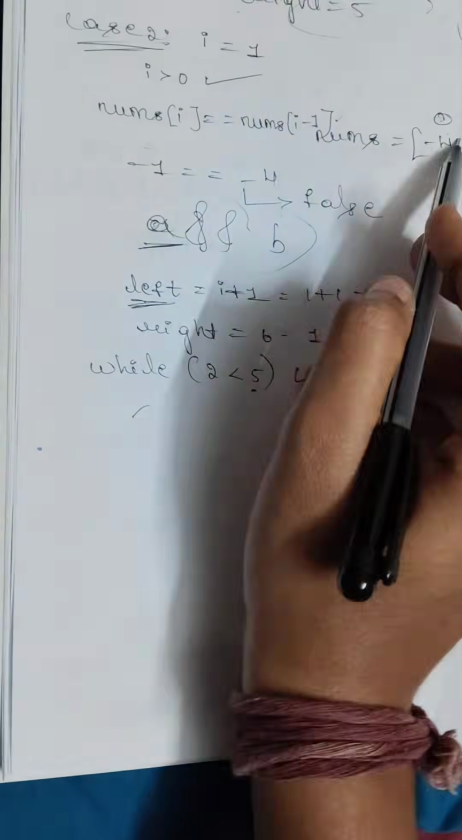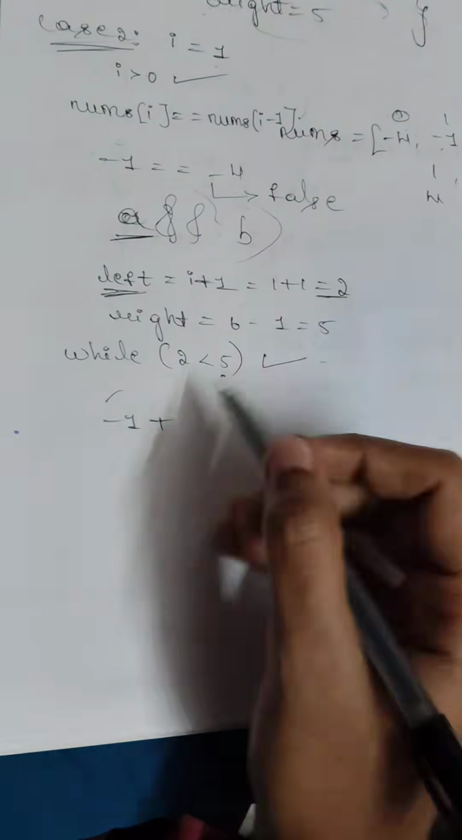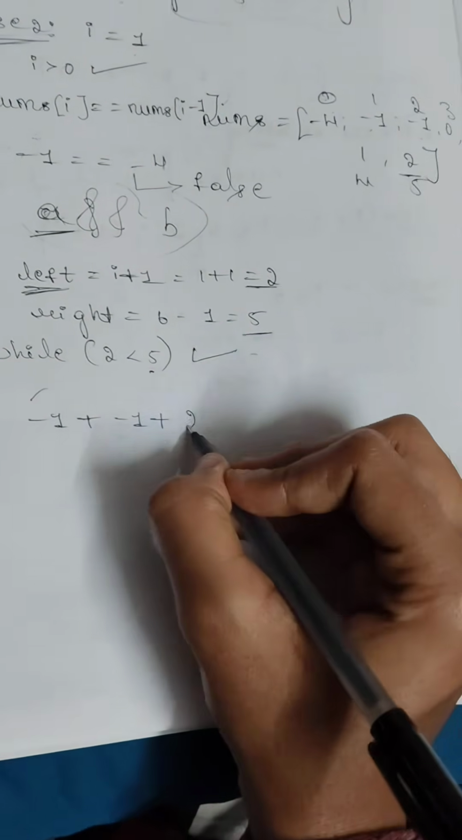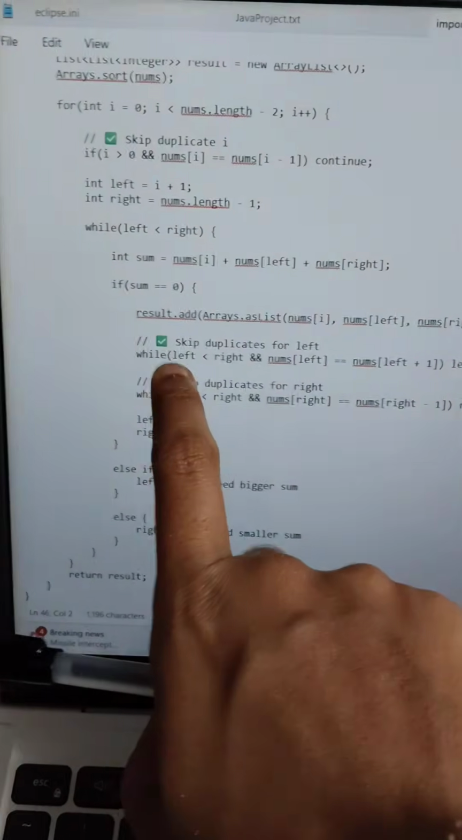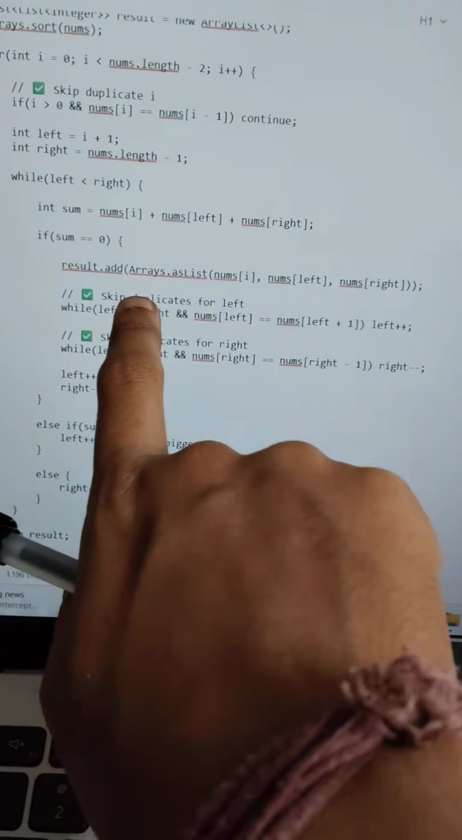First I have to check nums of i, that is nums of 1, which is equal to minus 1, plus nums of left. What is my nums of left? 2. That is minus 1 plus 2 plus nums of right, that is 2, whether it is equal to 0. Yes, this condition satisfies. So when this condition satisfies, what I have to do is first add the obtained numbers into the list result. As you can see, now I have to again check these two loops.